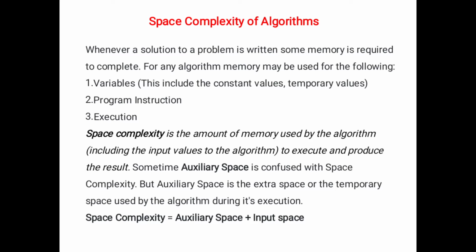So commonly, how can we define space complexity? How much space is needed or required to execute an algorithm is called space complexity. Then how can we calculate the space complexity? The formula used to calculate space complexity is: space complexity equals auxiliary space plus input space.